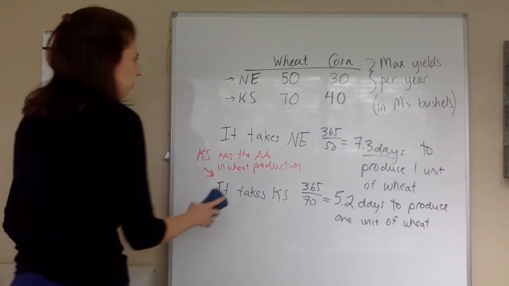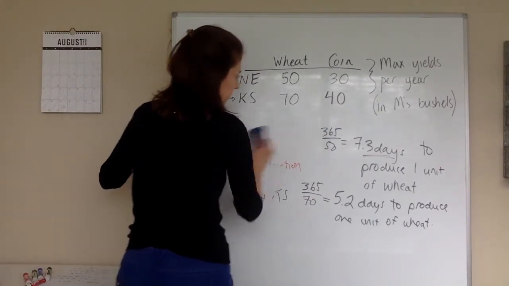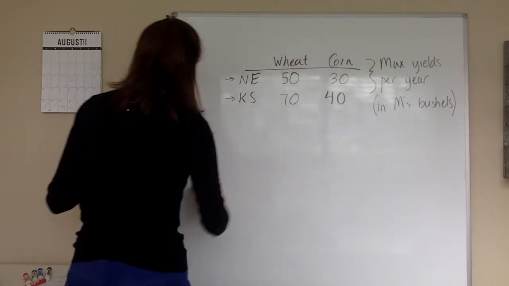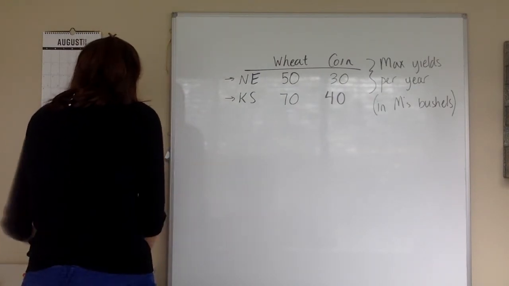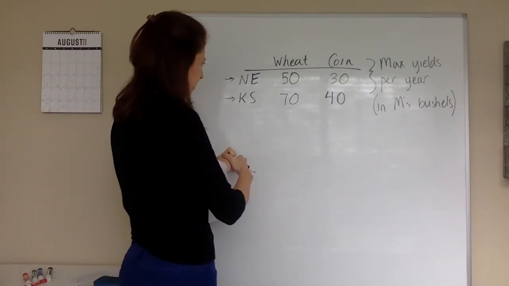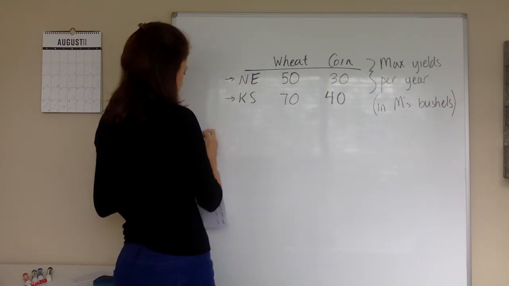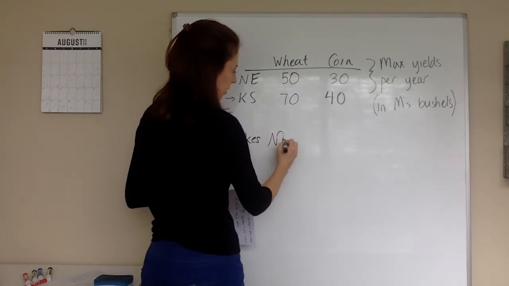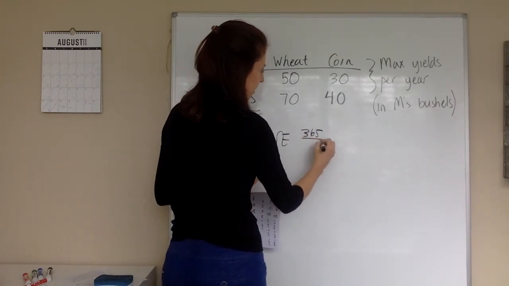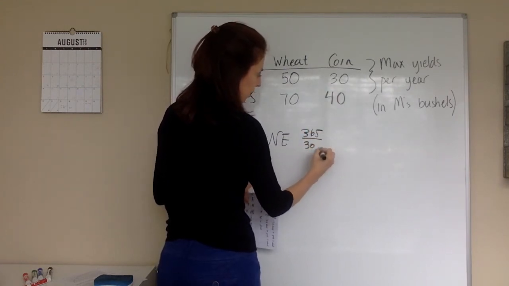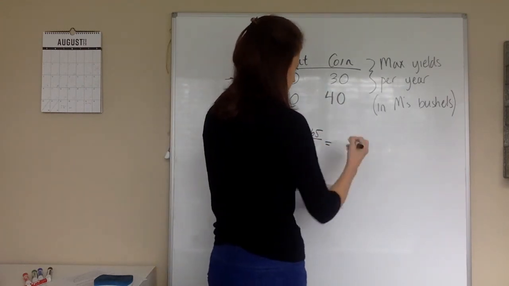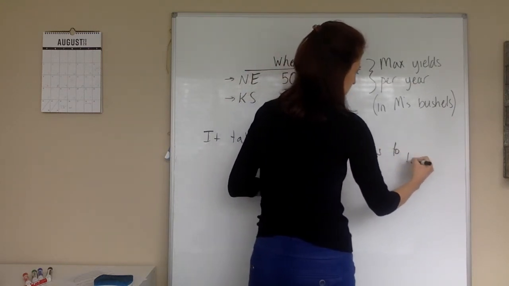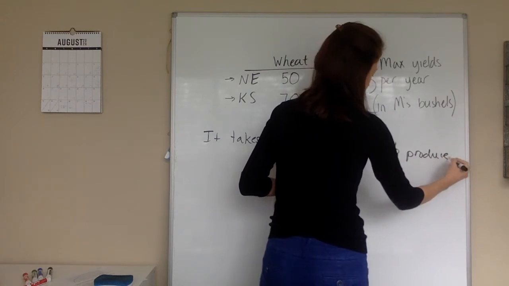Okay, now we can do the same thing for corn production. This will get a little bit repetitive, but hopefully it will help drill it in so you won't have any issues when you have to do your own work. Let's think about Nebraska producing corn. It takes Nebraska 365 days over 30 units of corn, which is 12.2 days, to produce 1 unit of corn.